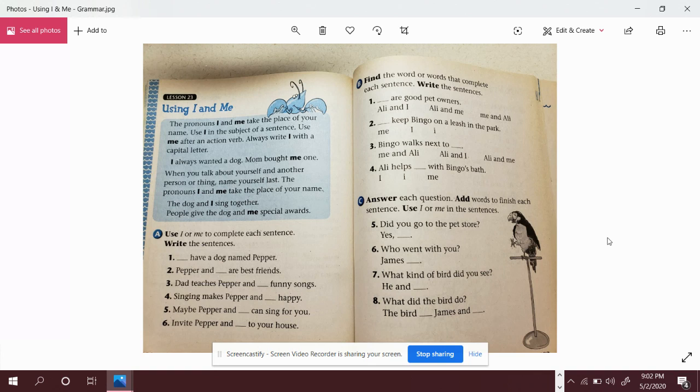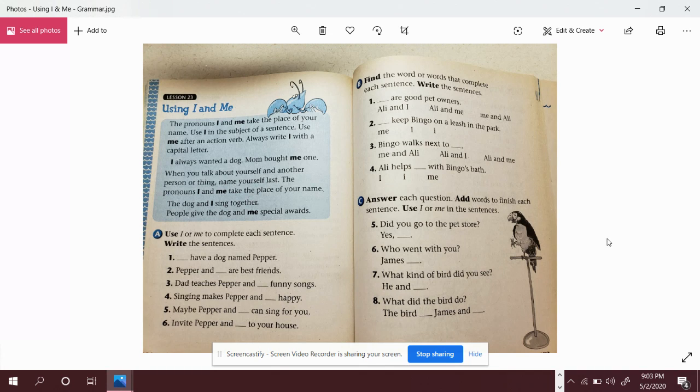Who went with you? James went with me. What kind of bird did you see? He and I saw a parrot. What did the bird do? The bird talked to James and me. The bird talked to James and me.